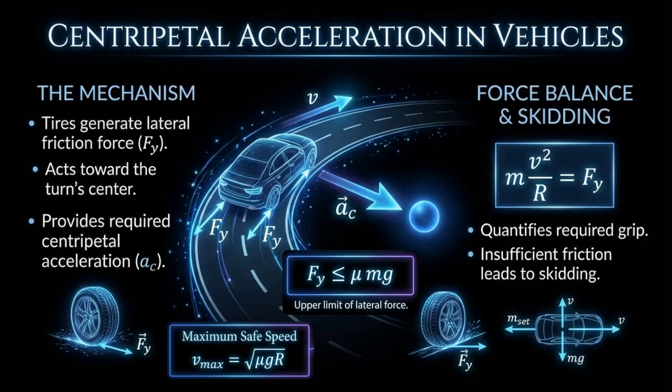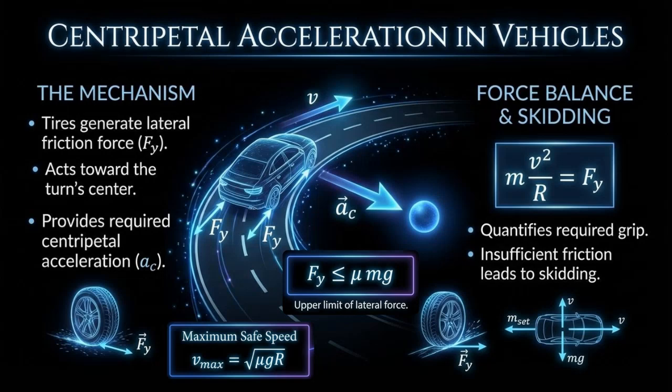During a turn, the tires generate lateral friction forces toward the center of the curve, providing the centripetal acceleration needed to counter the vehicle's inertia. The required lateral grip is given by m times v squared divided by r equals Fy. If this demand exceeds the available friction, the vehicle will understeer or skid. Since lateral force is limited by Fy less than or equal to mu times m times g, the maximum safe speed becomes Vmax equals the square root of mu times g times r.